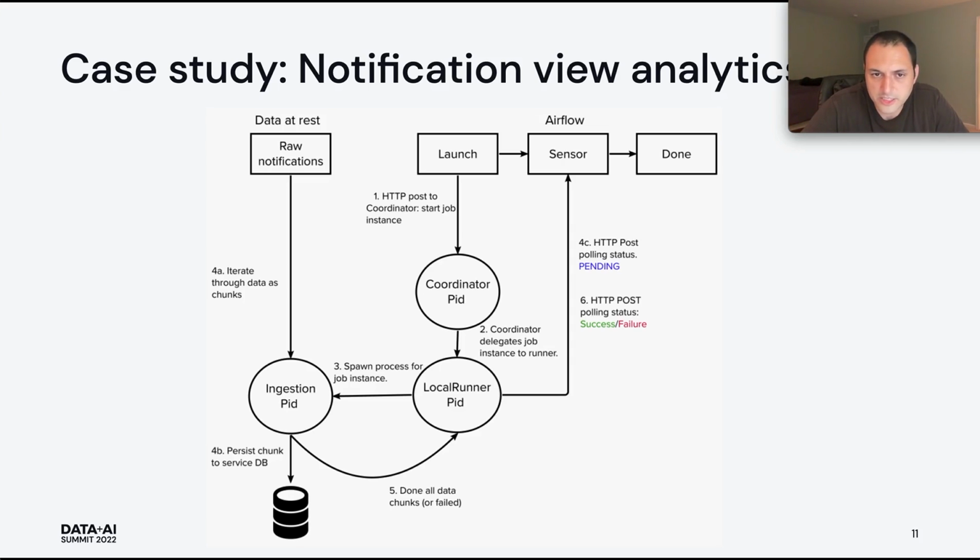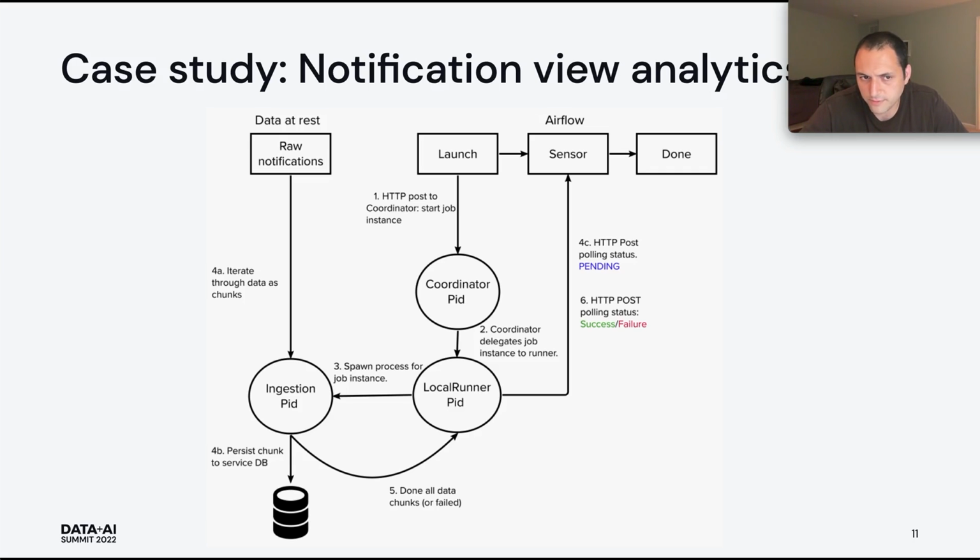So we do an HTTP post to the coordinator running in the service. The coordinator PID will figure out which local runner should run, so it assigns the job to a local runner PID. The local runner that gets assigned will spawn a process to do the ingestion work itself for that instance. So now we have three processes already coordinating here. And those are steps 1, 2, and 3.